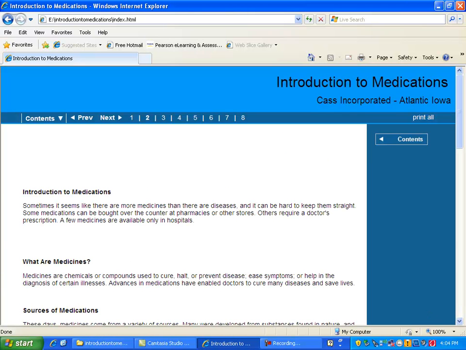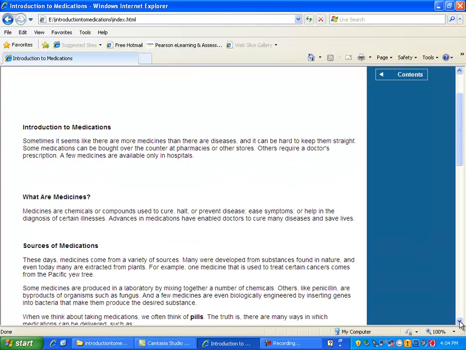Okay, let's begin to look at an introduction to medication. Sometimes it seems like there are more medications out there than actual disease processes, and it can be quite hard to keep them straight. Some medications can be bought over the counter at pharmacies or other stores. Other medications require a doctor's prescription. A few medications are available only in hospitals.